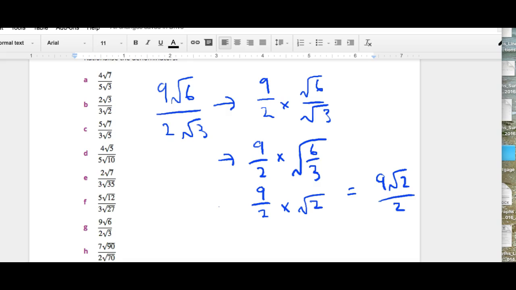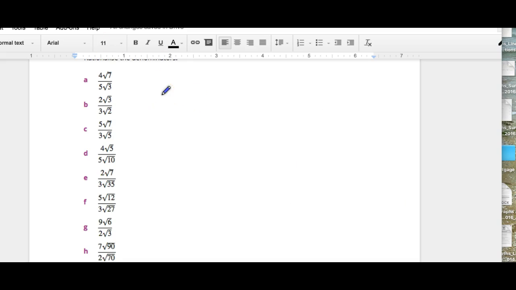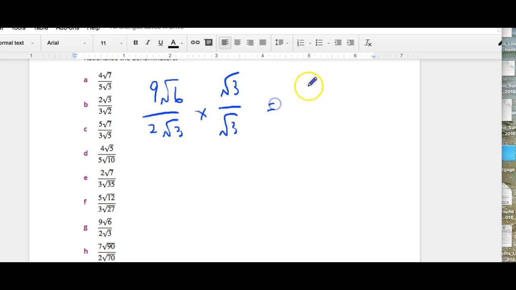I'm just going to remember which question I was doing so I can write down G. Okay. So 9 root 6 over 2 root 3. So this time we're doing the same question. We're just going to do it by rationalising the denominator. So we're going to have 9 and 18, and then 2 times 3.